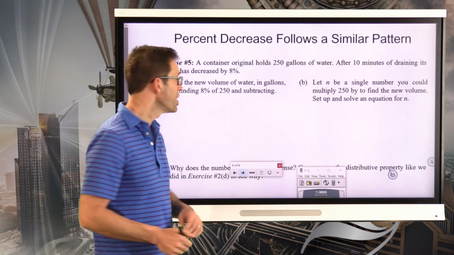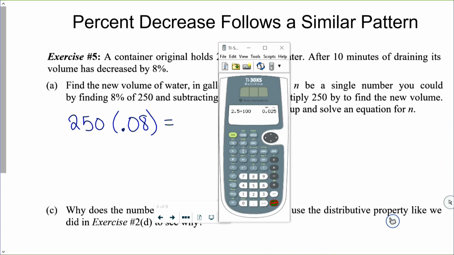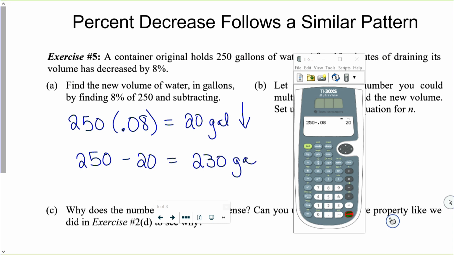All right, let's do it. Simple enough. First things first, I had to find 8% of 250. So I'm going to multiply 250 by 0.08. 250 times 0.08 equals 20 gallons. Now, of course, that's the amount that it's going down. We still have to figure out what it's at. So we're going to do 250 minus 20, and the new volume is going to be 230 gallons.